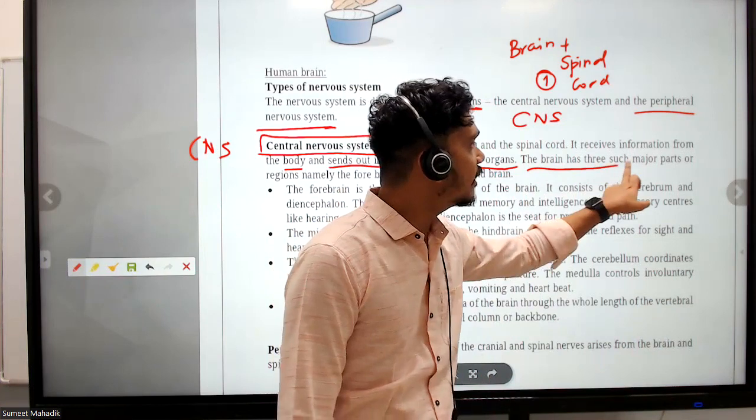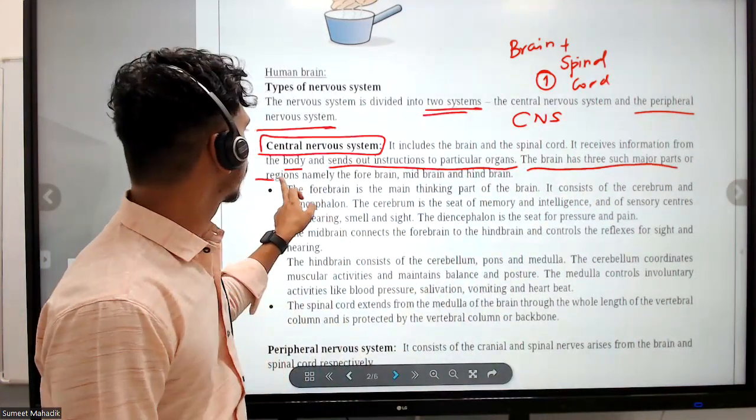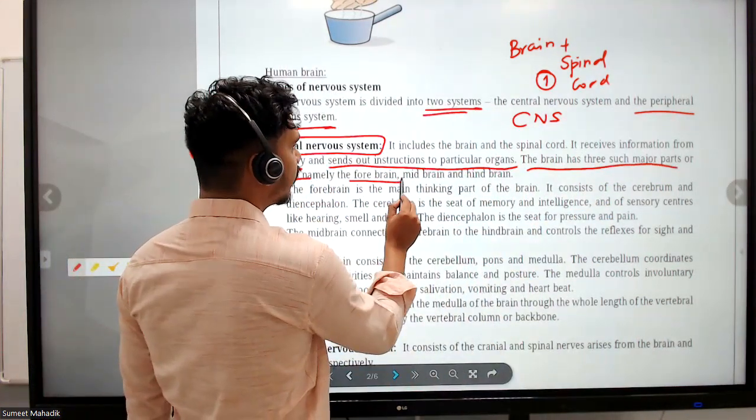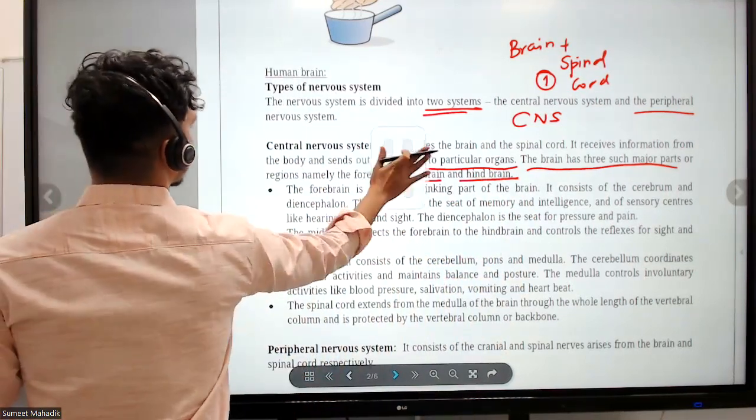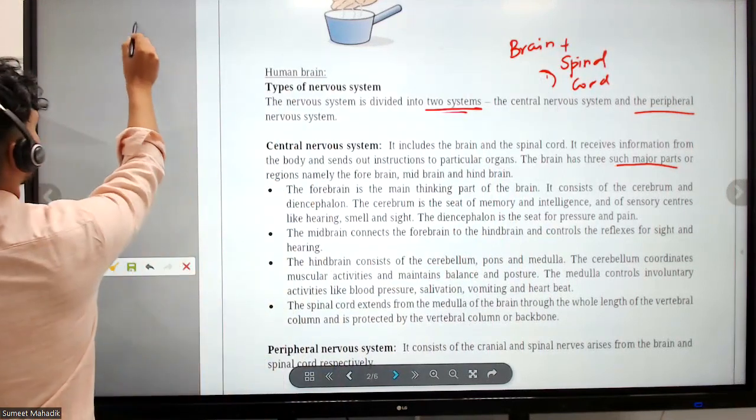Okay, the brain has three major parts or regions, namely forebrain, midbrain, and hindbrain. So how many parts are there in the CNS? Tell me.